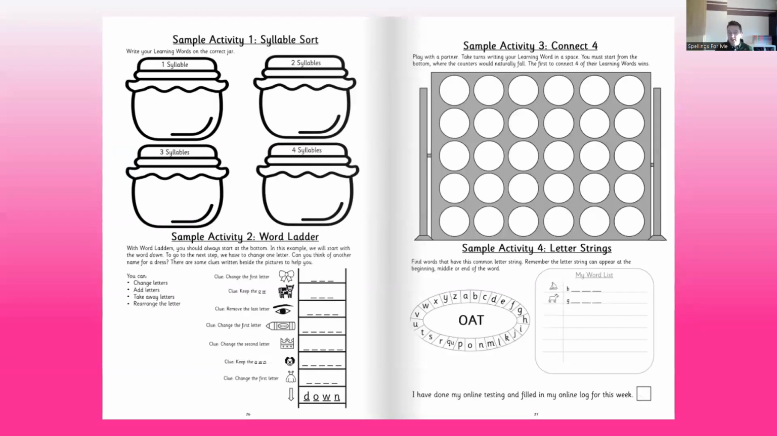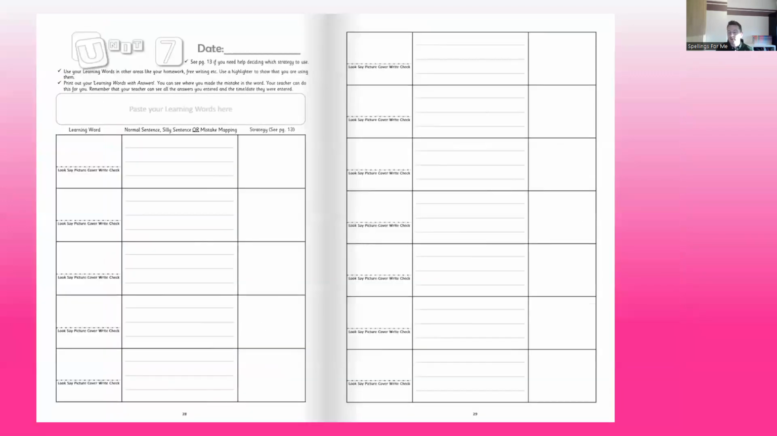These are just some of the activities that the students will complete. As I said, this is Monday's activity, activity one. Tuesday's activity will be activity two. Wednesday's activity will be activity three. And Thursday's activity will be activity four. But when we get to unit seven, that's where the real learning takes place.